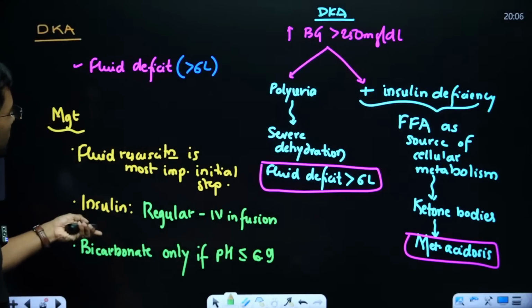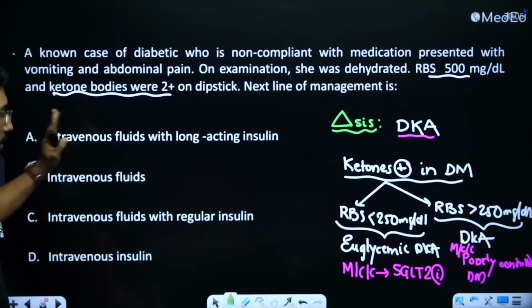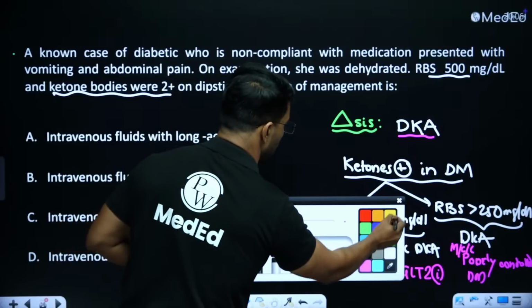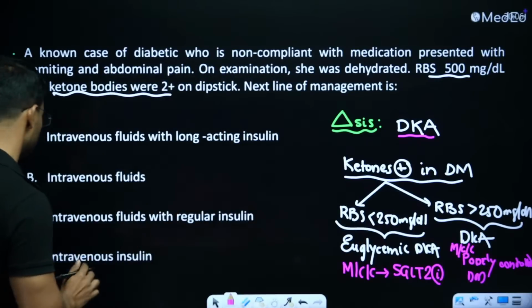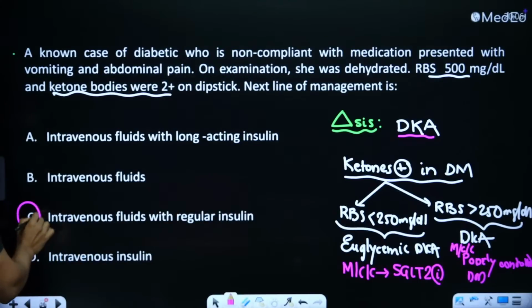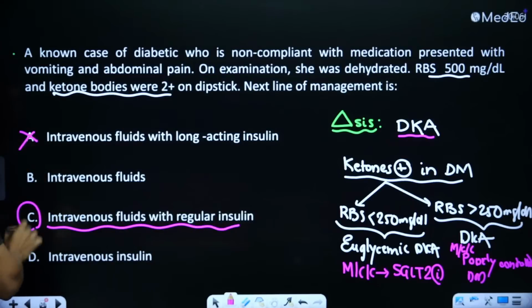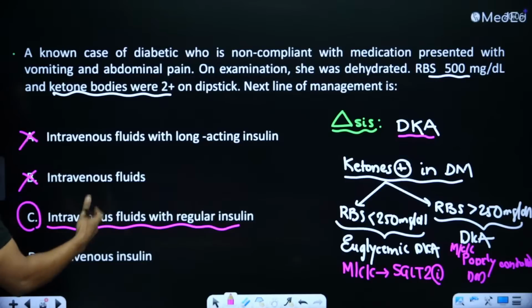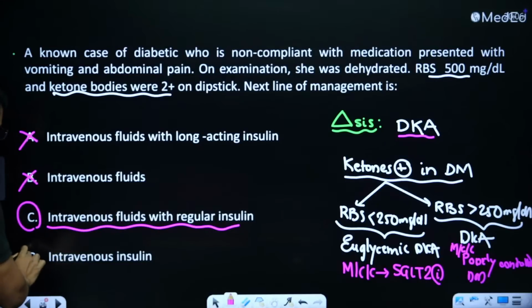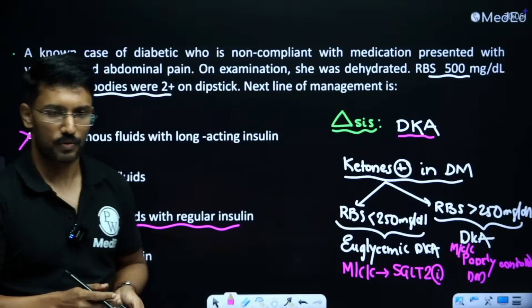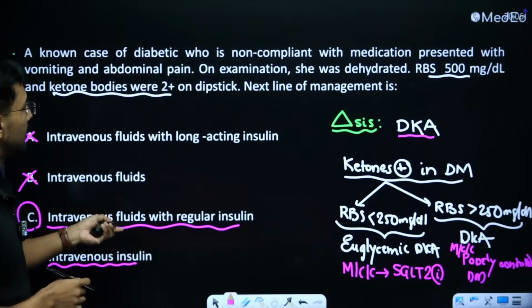So what should be our answer here? I need to give fluids. I need to give insulin. Insulin has to be regular or short acting, cannot be long acting, and I need fluids. So the right answer will be intravenous fluids with regular insulin. Not IV fluids with long acting, not IV fluids alone. IV fluid alone will only initially rehydrate the patient but not counter the problem. Not IV insulin alone, right? So the answer is going to be option C.